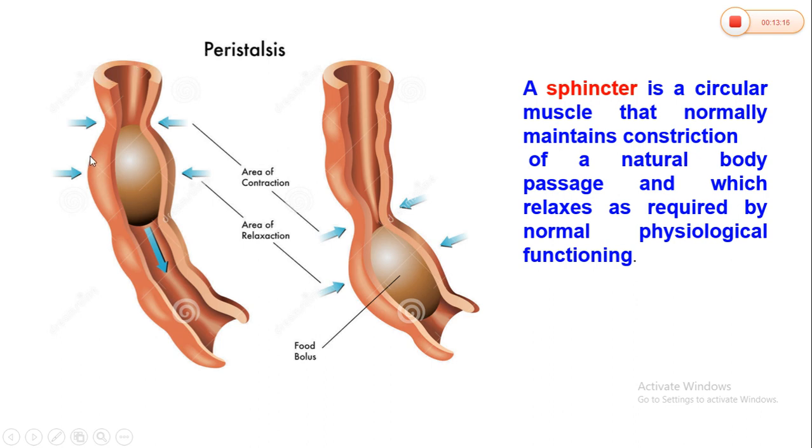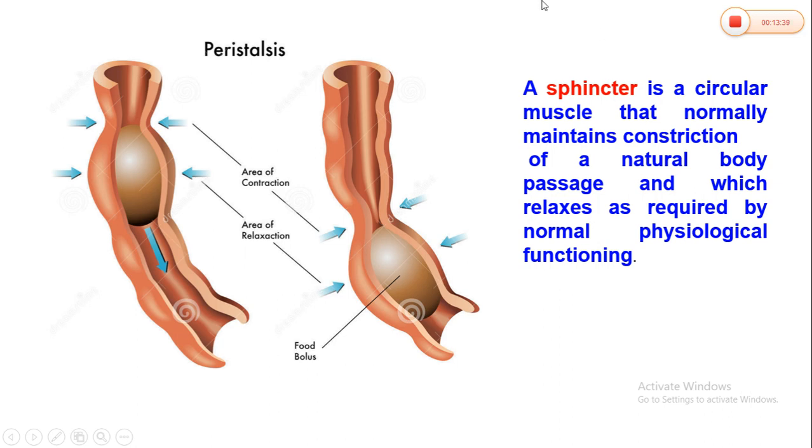So, if we look at this one small section of the esophagus, if this is the bolus or the food ball, which is now moving down, constantly the walls of the esophagus, they contract. And then they relax, and that is how the bolus is pushed down. The ball of food is pushed down, right?